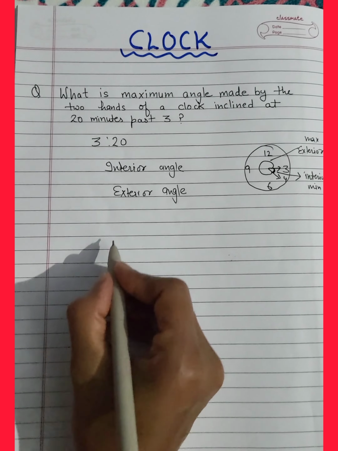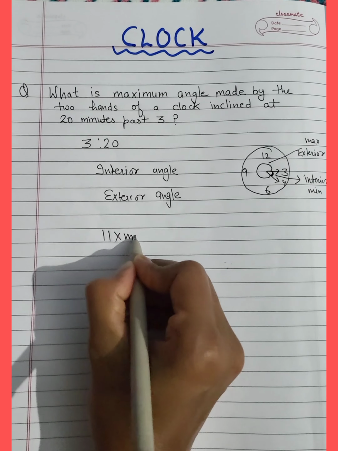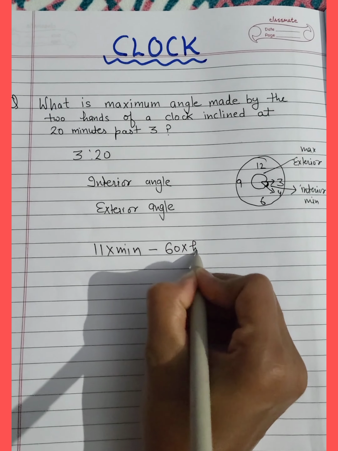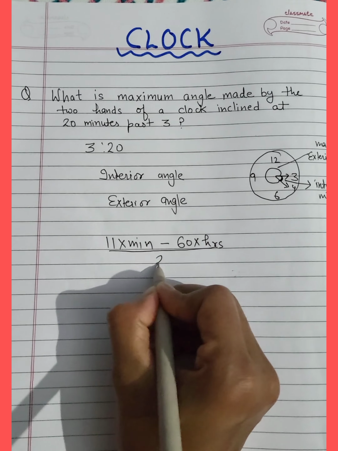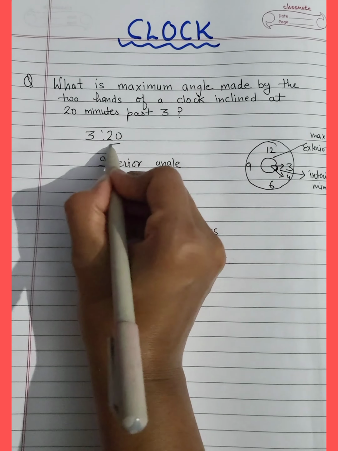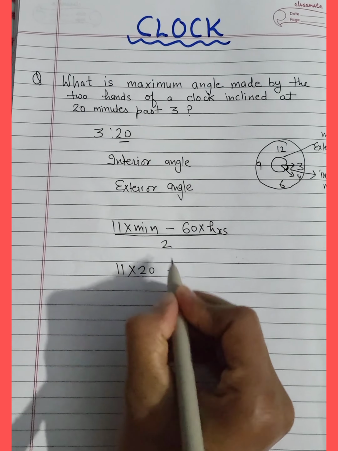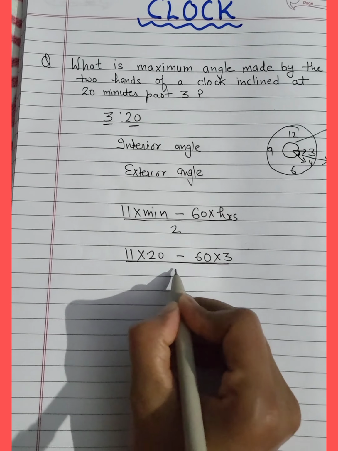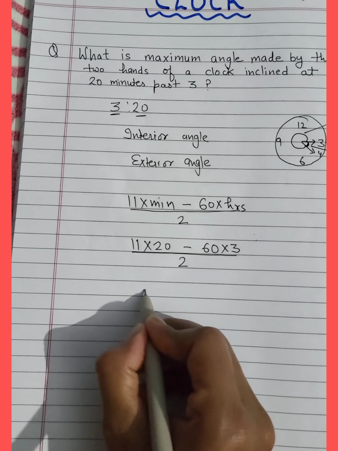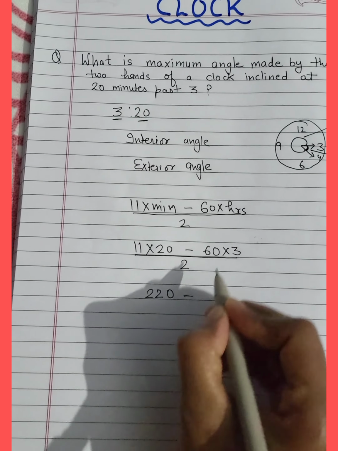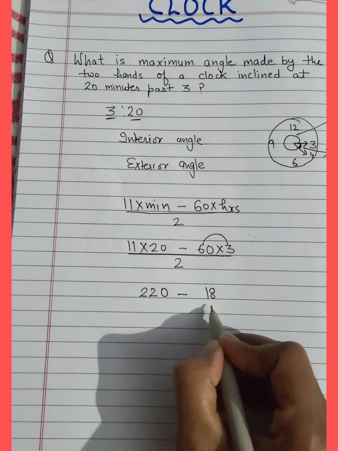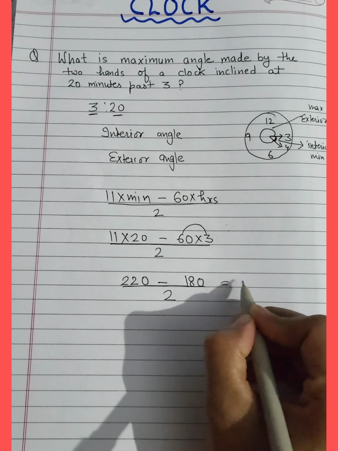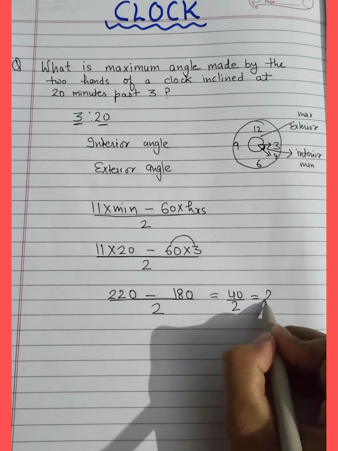We will use the same formula here, like 11 multiply minute minus 60 multiply hour, and divided by 2. So here our minute is 20. So 11 multiply 20 minus 60 multiply our hour, which is 3, and divided by 2. So now solve it. 11 2s are 22 and 0 will be there, minus 6 3s are 18 and 0 will be there, and divided by 2. Now subtract this. 220 minus 180 is 40, and divided by 2, that will be 20 degree.